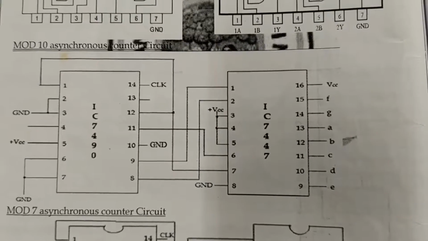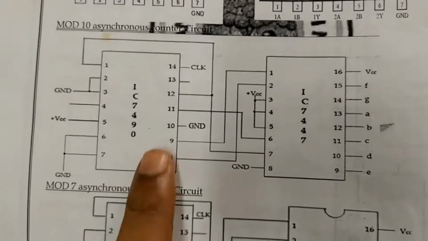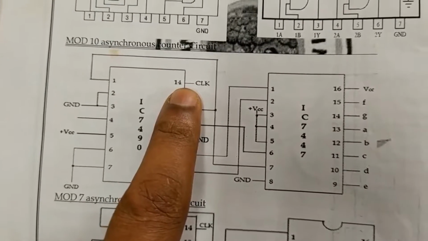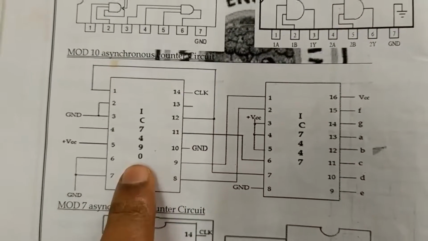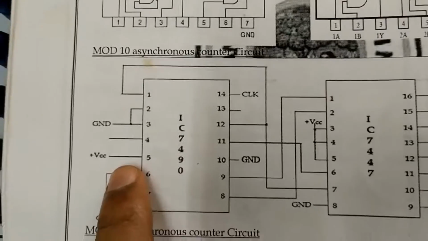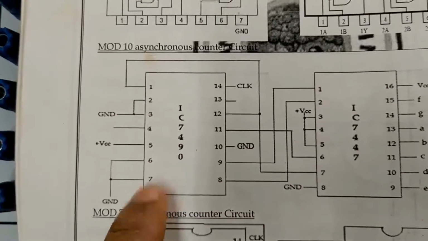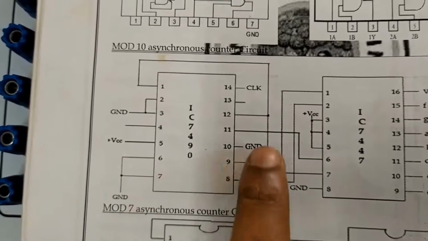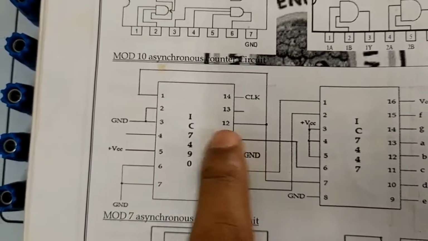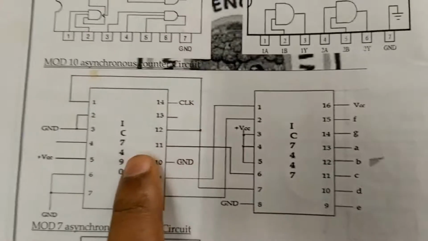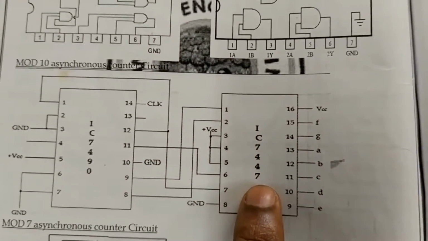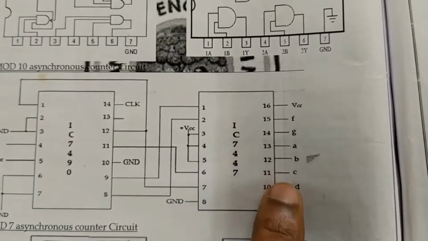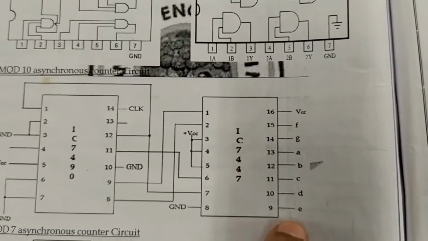So you can see the connections here. You can see the clock input given to pin number 14 of your counter IC, which is 7490. You can see the VCC connection and the ground connections. Pin numbers 6 and 7 are grounded here. The output of this 7490 is given to the 7447, which is a decoder IC. The output of this in turn will be given to the 7-segment display.